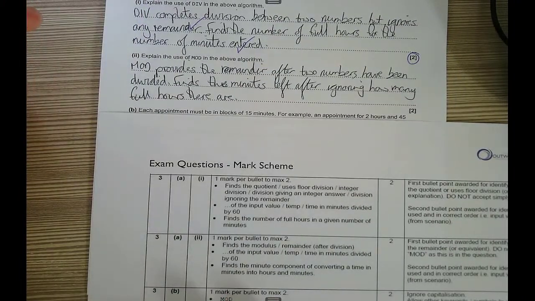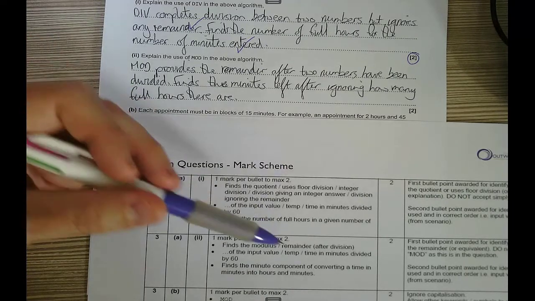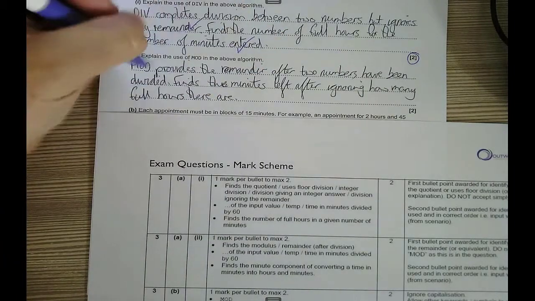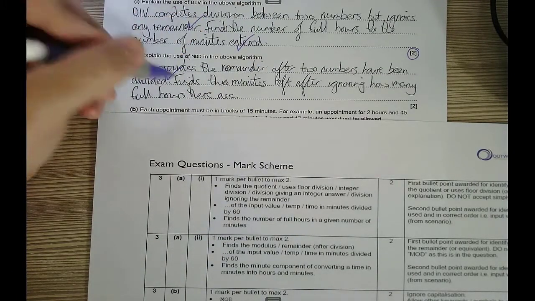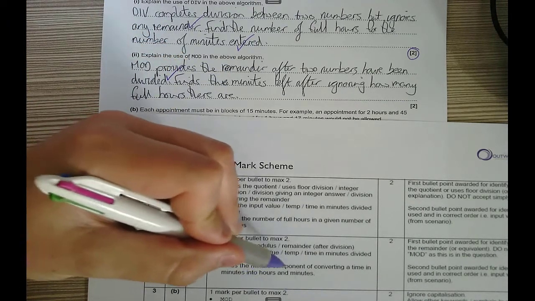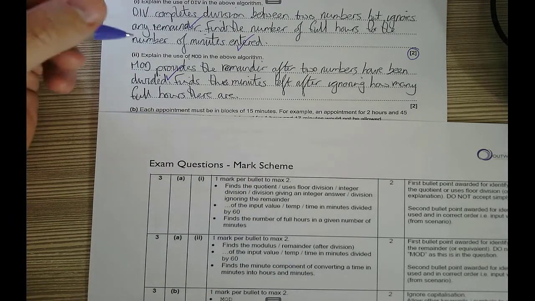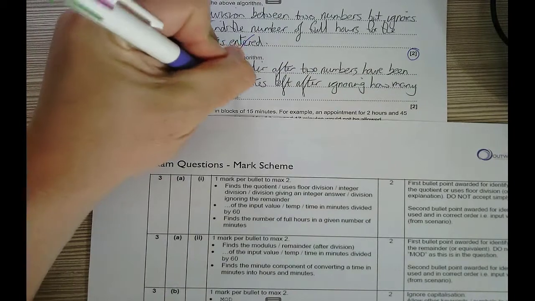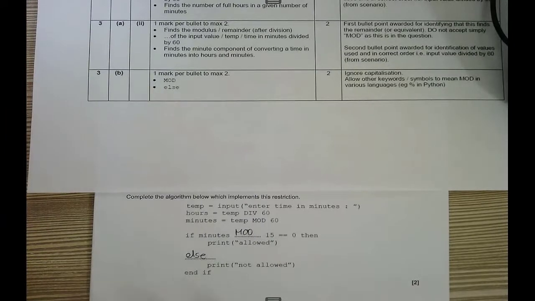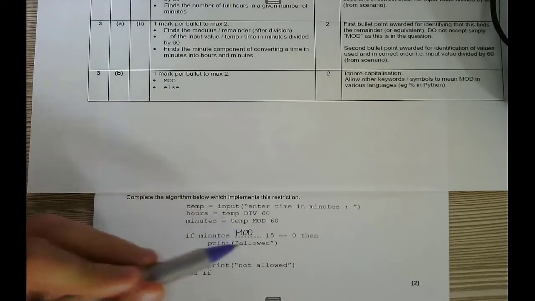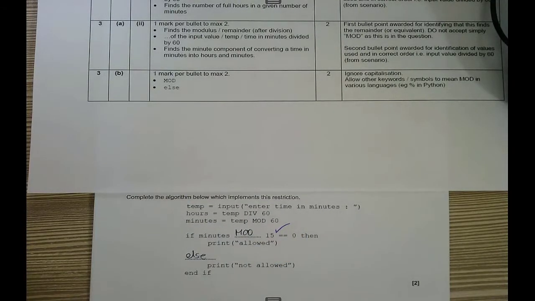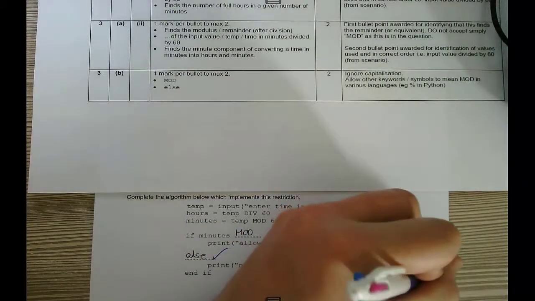Okay. The next one then is mod. So mod provides remainder after 2 numbers have been divided. So we've got here finds the modulus, finds a remainder after division. So I've said it is a remainder after 2 numbers have been divided. Perfect. It then finds the minutes left after ignoring how many full hours there are. So finds the minute component of converting a time in minutes into hours and minutes. So I'm saying it takes the minutes after ignoring the hours. Perfect, 2 marks. And for the last question then, I've already explained the reasons why. So mod can be used to check when one number is divided by another if it gives a remainder for 1 mark, and else is the else for in a statement. 6 marks.